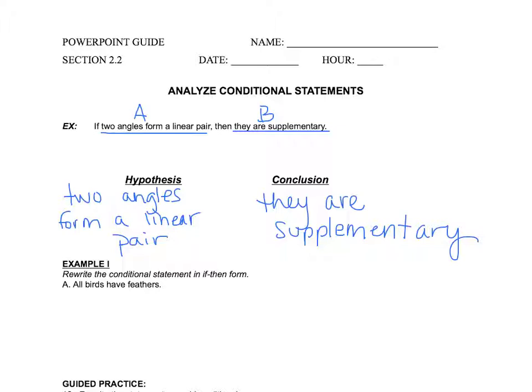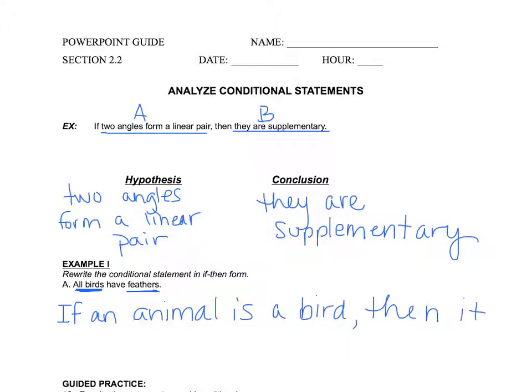The next example here says, rewrite the conditional statement in if-then form. So it says, all birds have feathers. So we're going to say, if something, then something else. So the first part, it's birds, and then feathers. So we can say, if an animal is a bird, then it will have feathers. So I've now changed just a regular statement into a conditional statement, an if-then statement.